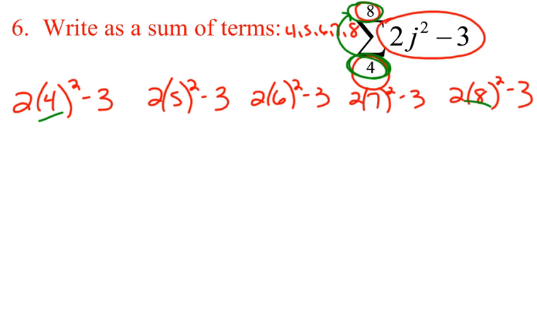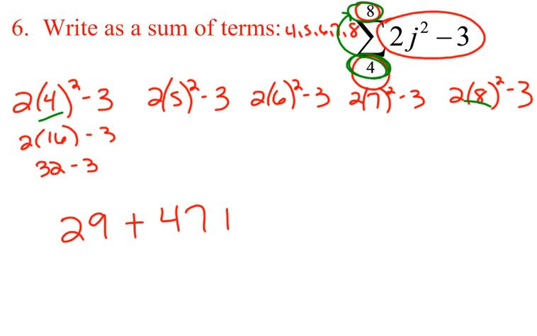So from here, you just have to simplify this. 4 squared is 16. 16 times 2 is 32. 32 minus 3 is 29. So there's how I write it. You may do all that on your calculator. So check to make sure you get the same answers. But when I plugged the 5 in, I got a 47. When I plugged in the 6, I got 69. When I plugged in the 7, I got 95. And when I plugged in the 8, I got 125.